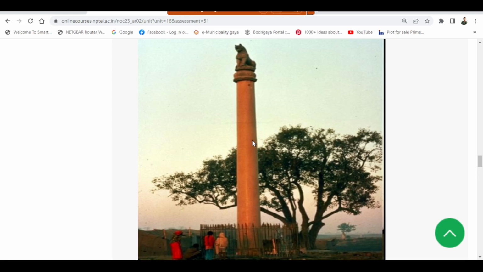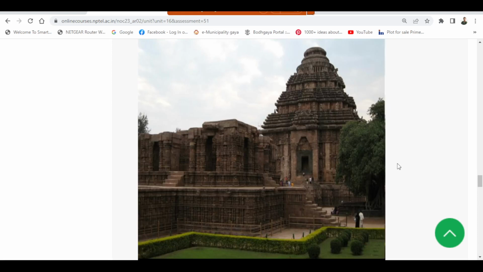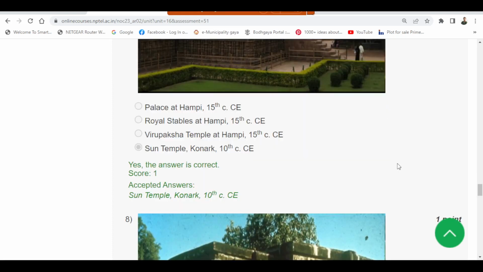Now coming to this one. What about this? Sun temple at Konark in Odisha, right? This dates back to the 10th century CE. Yes, sir. And this was temple number 17 of Sanchi.